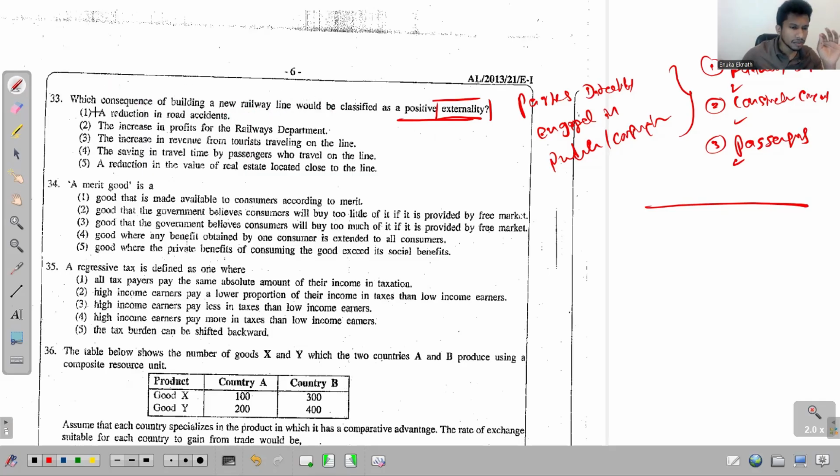Right, let's read this first option. It says a reduction in road accidents. So when they say road accidents, they do not mean the railway or the train accidents. The road accidents in general. So the railway is on one side and the road is on another side. So here they just say when the new railway is built, there will be a reduction in road accidents. So if there's a reduction in road accidents, is it something positive? Yes, because it's the reduction of the accidents, and that's something positive.